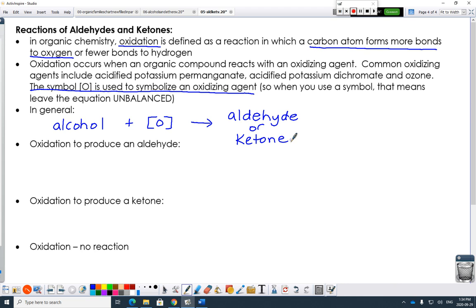And what do you think the other product is? Anyone want to guess? Okay, but we are not going to stress about how we get water because it is not going to balance. We're going to focus on the carbon atoms making more bonds to oxygen. So to produce an aldehyde, you need a primary alcohol. If you would like, we used butanol in the alcohol note. We can use butanol again.